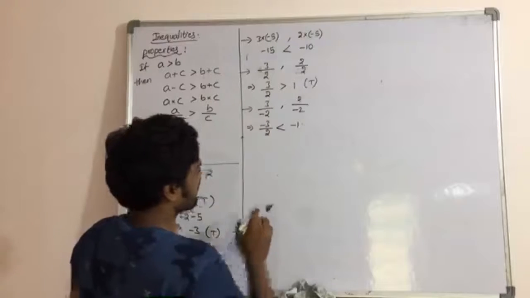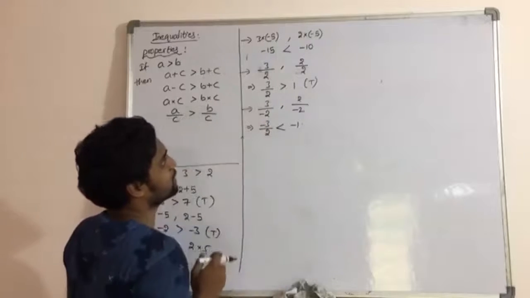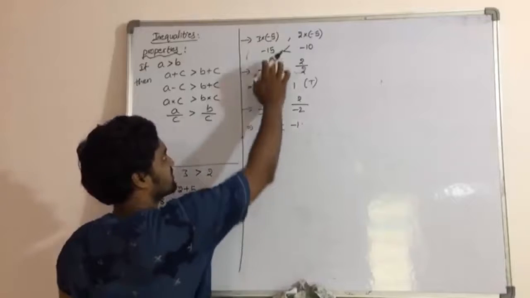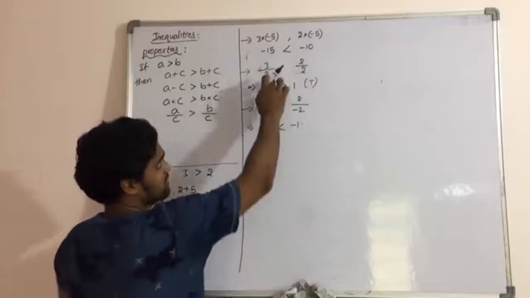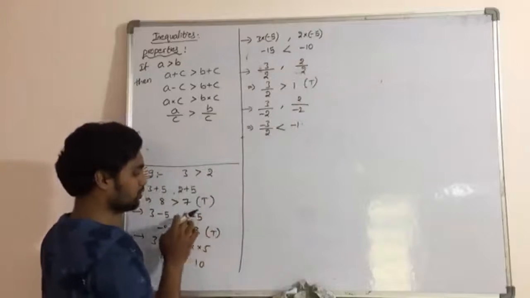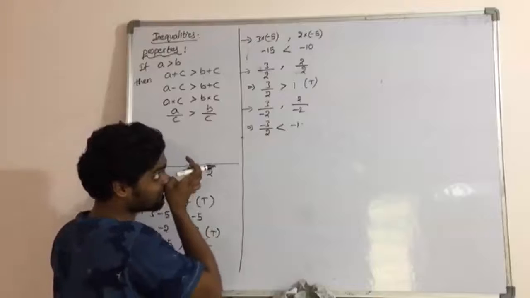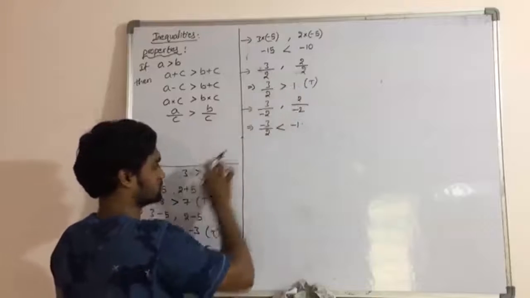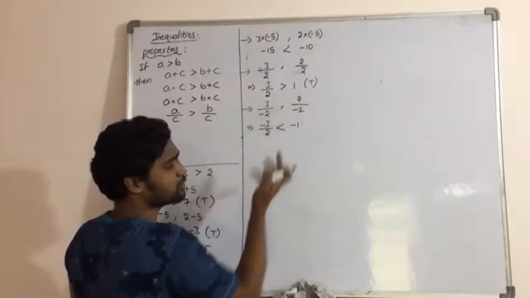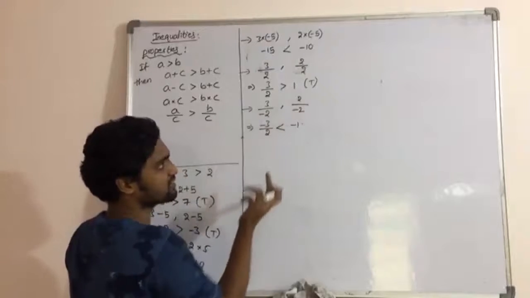Okay. Now coming to this, 3 by 2 greater than 1, dividing with 2 on both sides, 3 by 2, 2 by 2. I am dividing with a positive number. So inequality remains same. If I divide with a positive number, inequality remains same. If I divide with a negative number, inequality gets reversed.